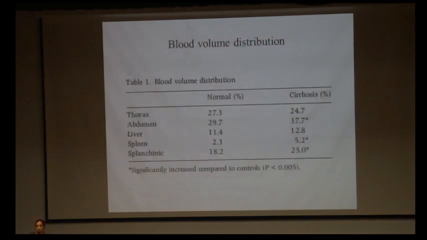So this is the blood volume which is seen when comparing cirrhotics and normal patients. We see that the majority of the blood is pooled in the splanchnic circulation. For normal individuals it is around 18%, but in cirrhotics around 25% of the fluid is in the splanchnic circulation. Whereas if you come to the thorax, it is relatively lower when compared to the normal patients.